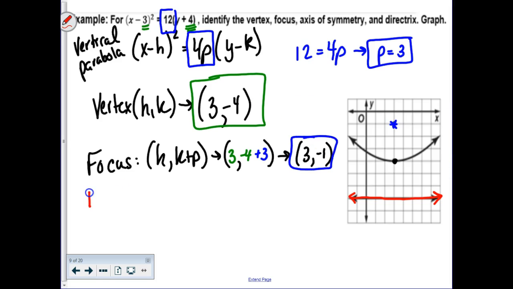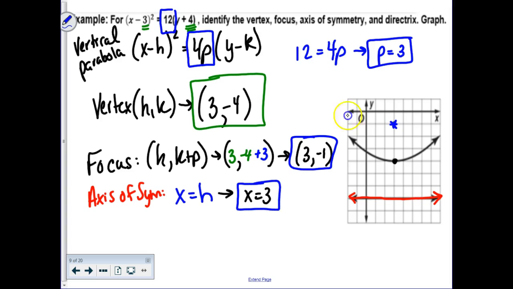The axis of symmetry is the same axis of symmetry that you always found in algebra. It's the line that goes straight through the vertex. So for a vertical parabola, that formula is not bad. It's x equals h. So for us, that would be x equals 3. I noticed they did not graph the axis of symmetry of x equals 3. That would be this line right here.